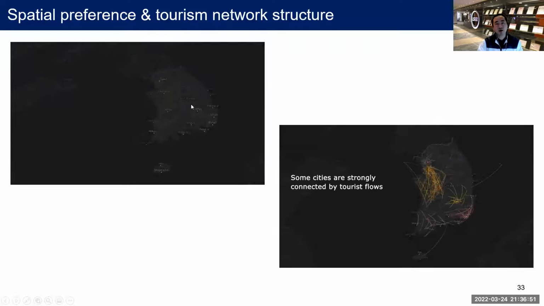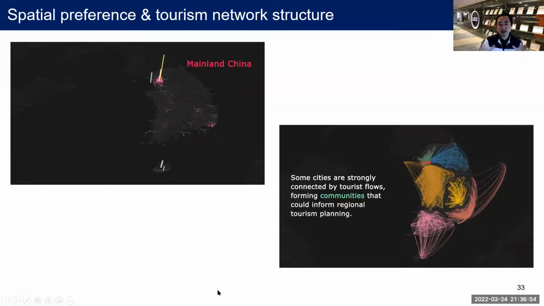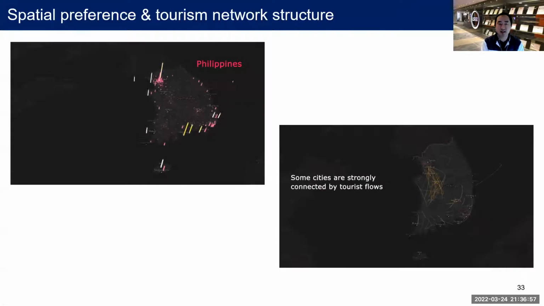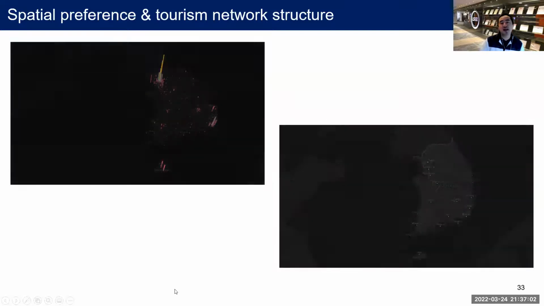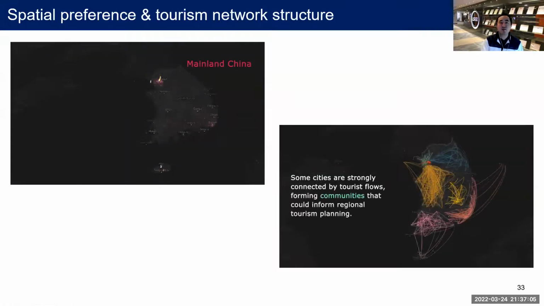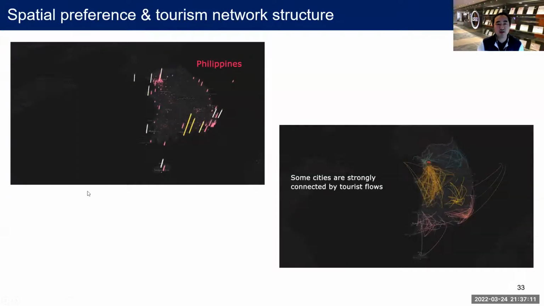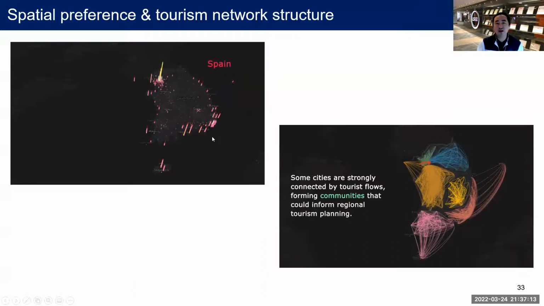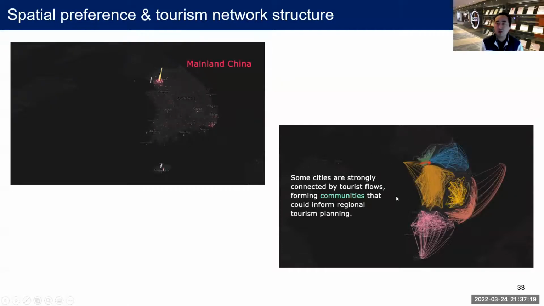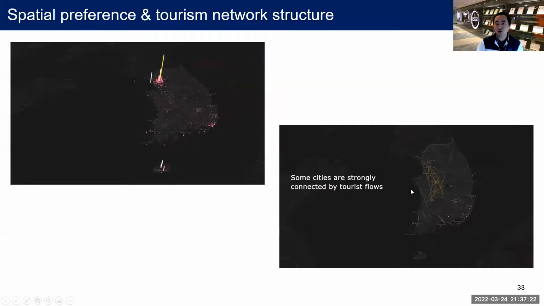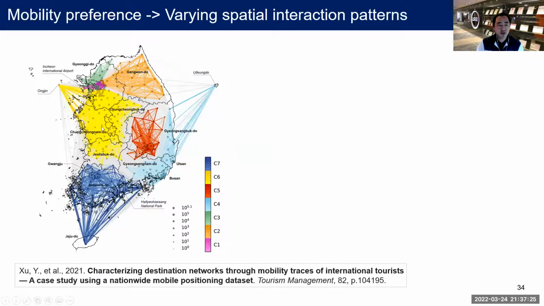Hopefully you can see this GIF. Because the data set also contains information about the nationality of travelers, we could look at their spatial preferences. For example, very interestingly, if you look at mainland Chinese people, their visits are mainly concentrated in the Seoul area and Jeju. Look at the Philippines: their visits tend to be along mostly the coastal areas. Also, we performed a so-called community detection algorithm to group cities into clusters, such that the cities within the same cluster, the same color here, have strong connections in terms of tourism flows.